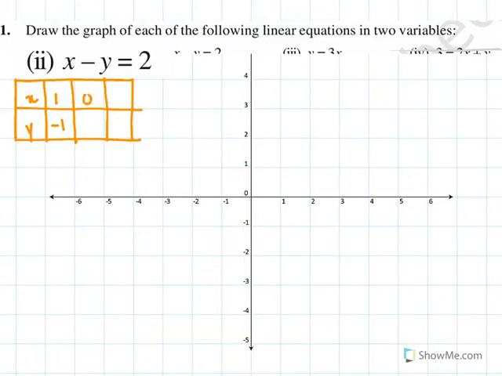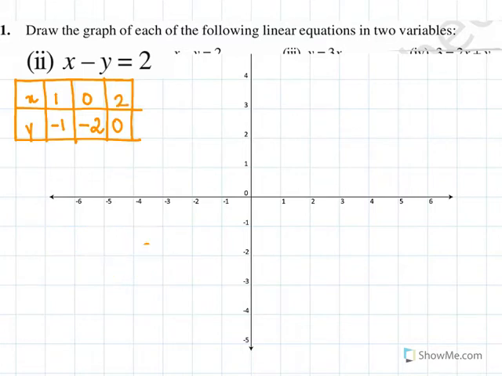Now let's take x equal to 0. Let's see what is our y. Now you took x equal to 0. So minus y equal to 2. So y equal to minus 2. We'll take y equal to 0. So we have x minus y equal to 2. X we don't know. Y we have taken 0, so x equal to 2.